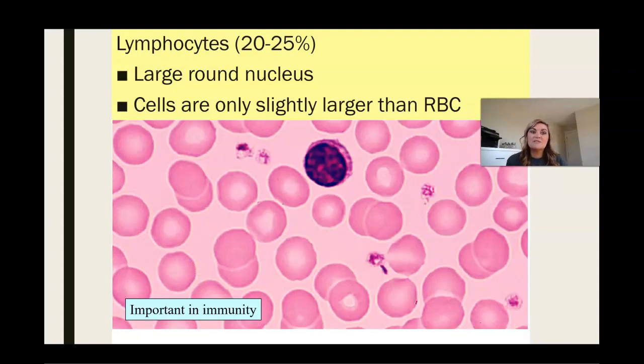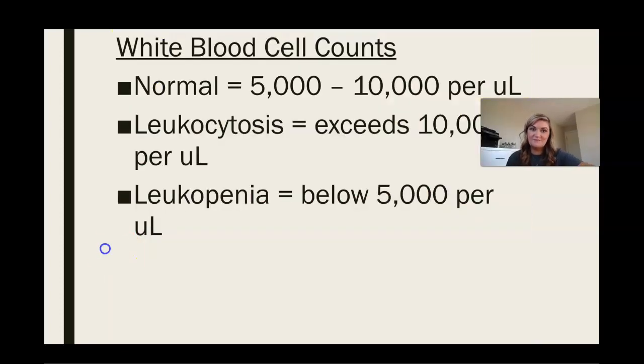The next type is your lymphocyte. This is going to be about 20 to 25% of the white blood cells in a blood sample. They're going to have a large round nucleus. Notice how this nucleus takes up almost the entire size of that cell. And they're going to be slightly larger than the red blood cells that are around it. And these are going to be very important in immunity. And we'll discuss these much more when we get to the immune system.